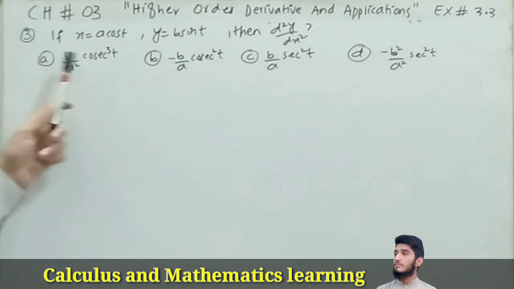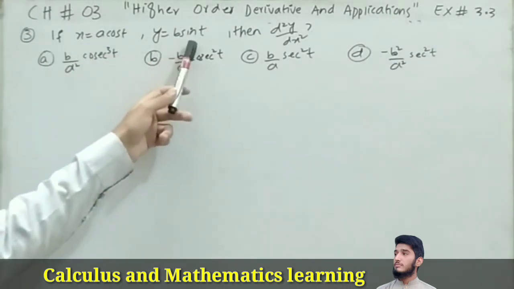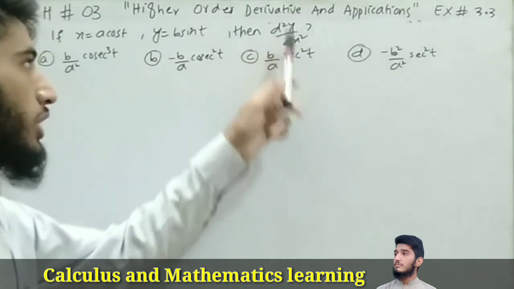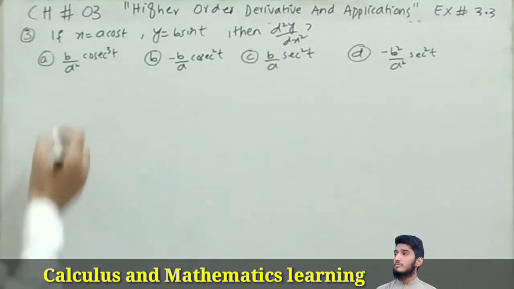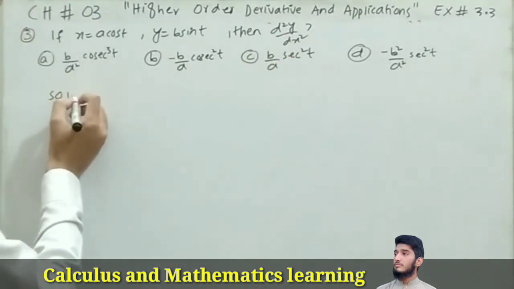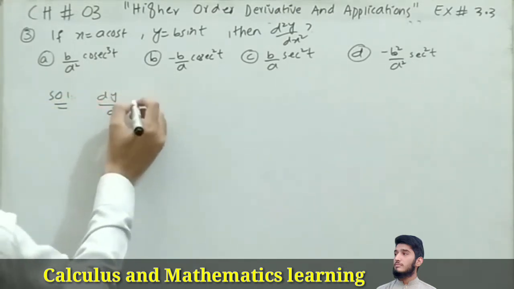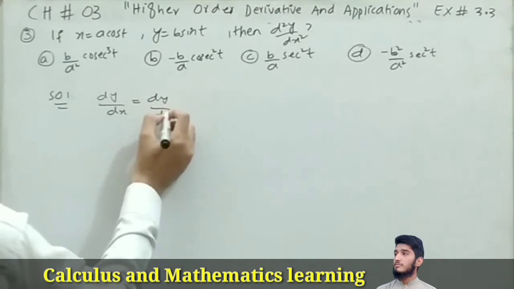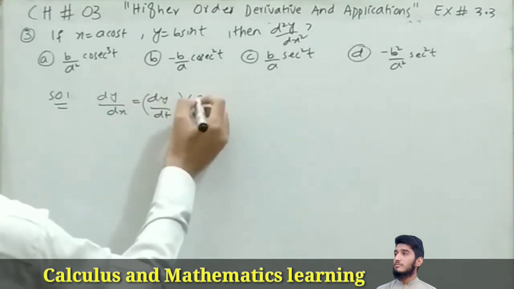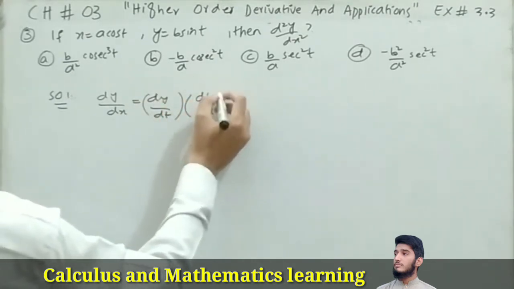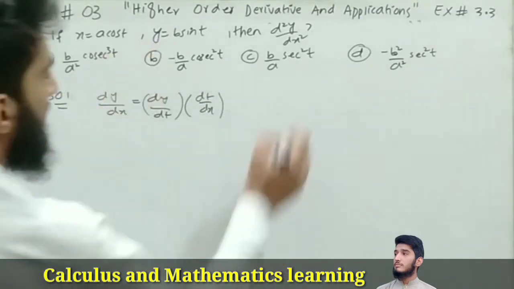MCQ number 3. If x is equal to a cos of t, y is equal to b sin of t, then the double time derivative of y with respect to x will be. So move toward the solution of this problem. This is actually the parametric differentiation, which is dy by dx equal to dy by dt multiplied by dt by dx. So first we will differentiate y with respect to t.